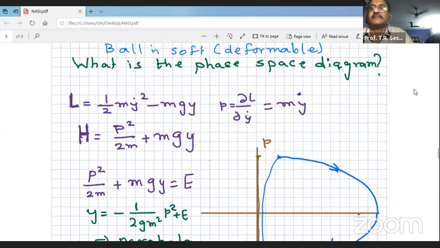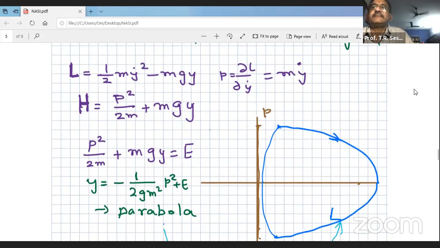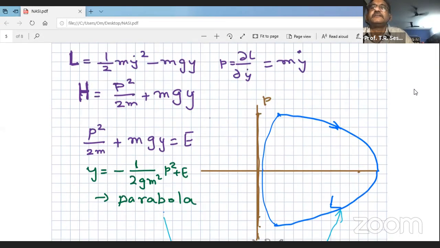Once again, I have taken the Lagrangian. Now here in the Lagrangian, y denotes the height of the center of the ball. Just keep this in mind. The Lagrangian, as before, is half m y dot square minus mgy. The momentum is del L by del y dot, which is m y dot. And the Hamiltonian is p square by 2m plus mgy. Since the energy is conserved, p square by 2m plus mgy is equal to energy.